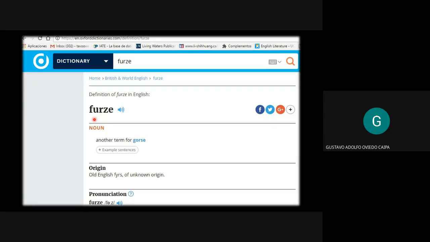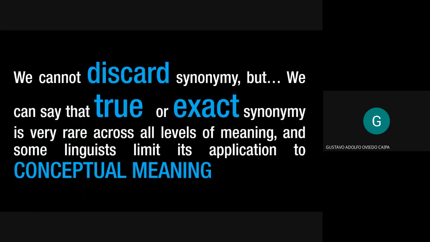So what can we finally conclude about synonymy, about synonyms? The conclusion would be somewhat this. We cannot discard synonymy, but we can say that true synonyms or exact synonyms are very rare. They're very strange. It's very difficult to find two words that are true synonyms in all levels of meaning. That's very difficult to find.